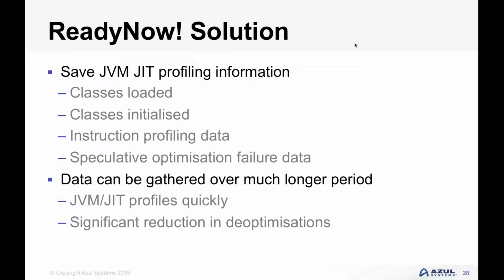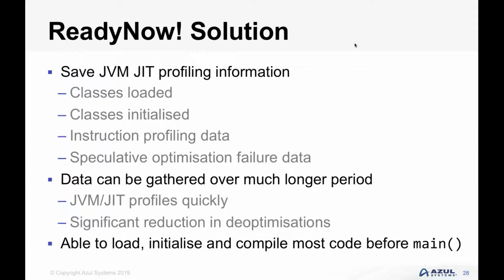We can gather that data over a much longer period. You don't have to wait just a couple of minutes and then record a profile. You could run your application for a day, you could run it for a week. You could collect profiles at different points. So when your application is running one particular workload, you record a profile, running a different workload, different profile. That way, when you restart your application, you can say, oh, okay, I'll use that profile because it's a Monday morning, or that profile because it's Friday afternoon. This gives much quicker startup, significant reduction in de-optimizations.